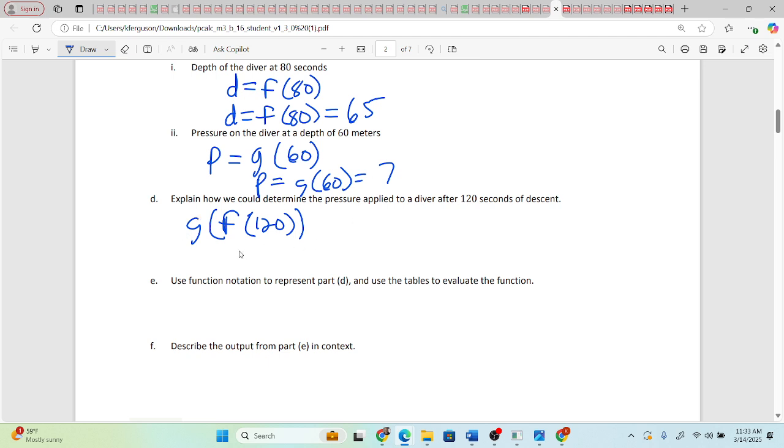So what's F of 120? 160. You sure? I just want to be sure. Don't doubt yourself. You said it. So now I'm going to take G of 160. What is G of 160? I don't know. I'm not looking at the chart. It doesn't go that far.